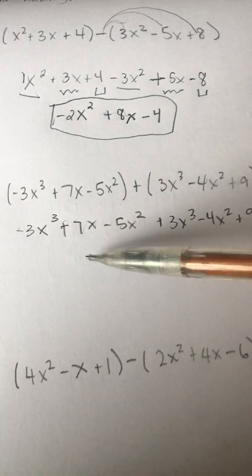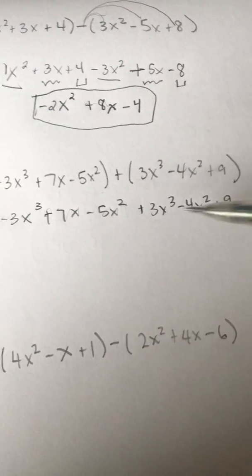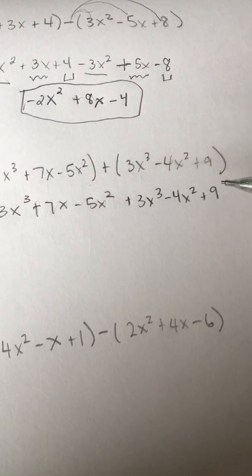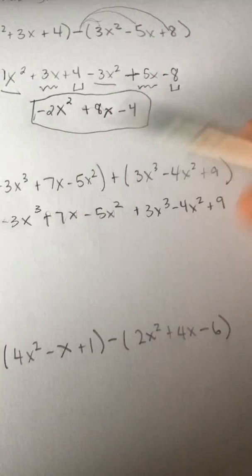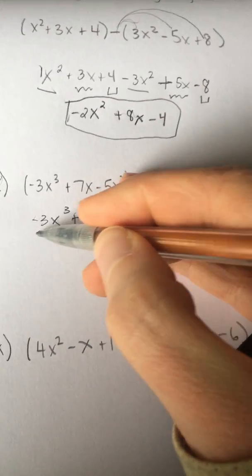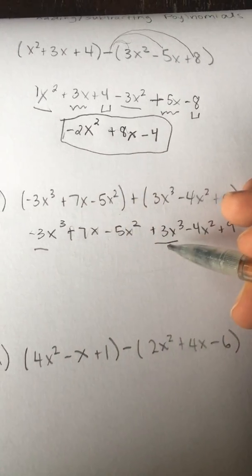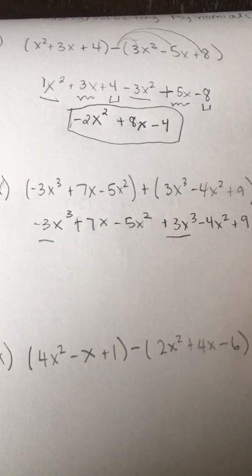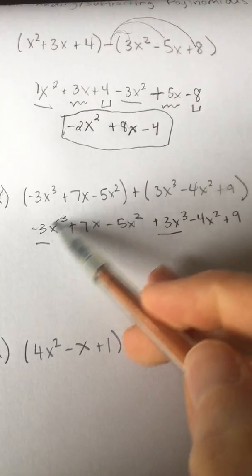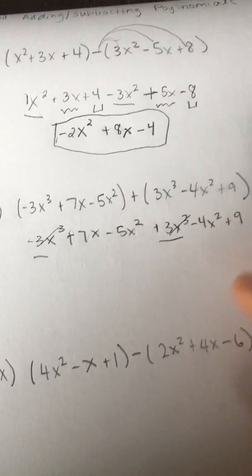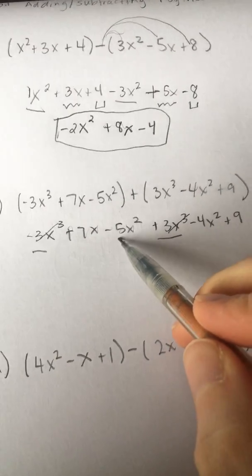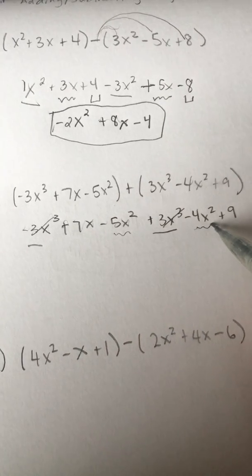And then we just work to put our like terms together. So what am I looking for? I'm looking for the biggest exponent. What's the biggest exponent I see? 3, and I see it in 2 spots. So I put these together, and I have negative 3 plus 3, which is 0. And if I have 0, then I can just cross those out. I don't need those. After 3 comes 2, so these ones both have an x squared.